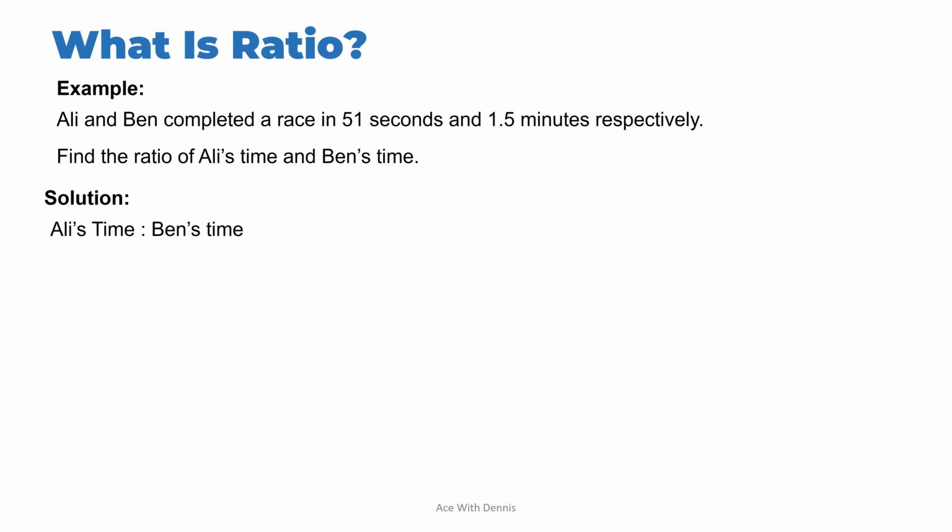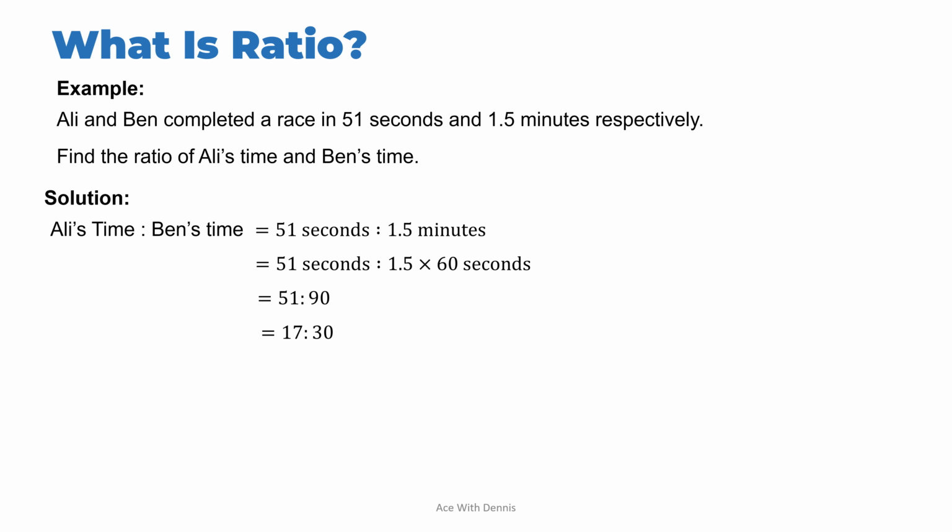Here is the solution. The ratio of Ali's time to Ben's time is 51 seconds to 1.5 minutes. However, we can't leave our answer in this form because both quantities have different units. We have to standardize the unit. Hence, we have to change the minutes to seconds, and the answer becomes 51 seconds to 1.5 times 60 seconds, and we get 51 to 90. We can further simplify the ratio to be 17 to 30.